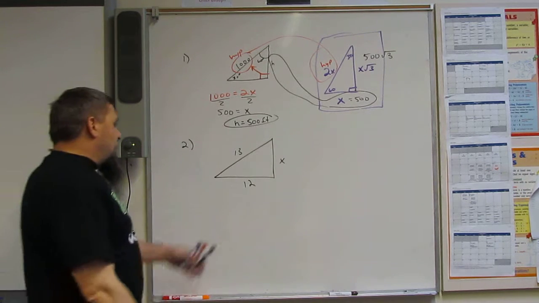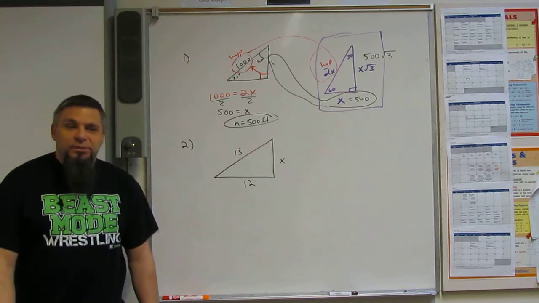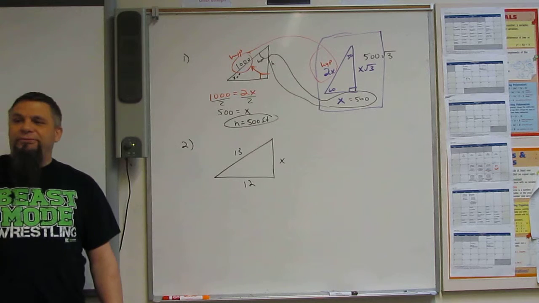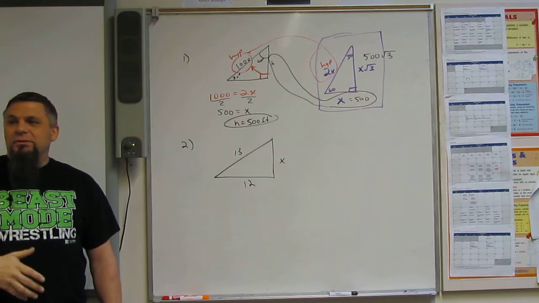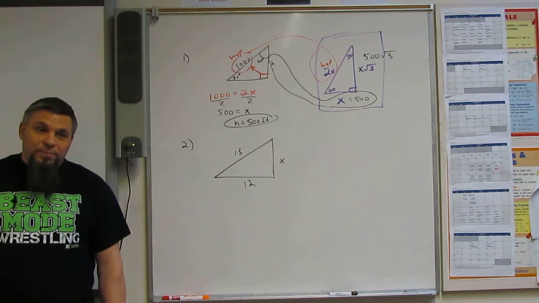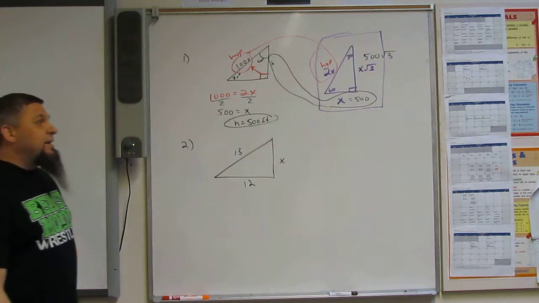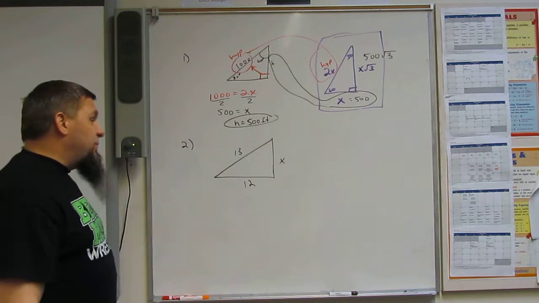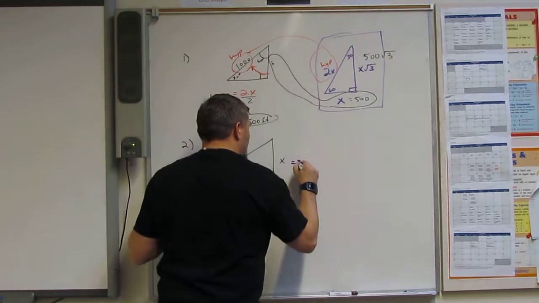Now, this problem is so easy, it's ridiculous. If you remember your Pythagorean triple, 3, 4, 5 triangle, well, this isn't a 3, 4, 5, but it is a 5, 12, 13. Done.